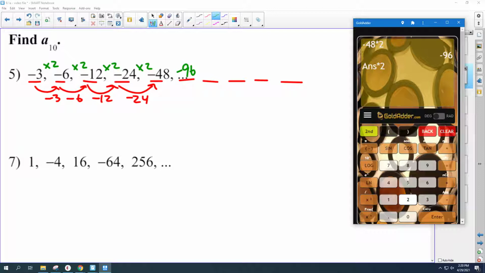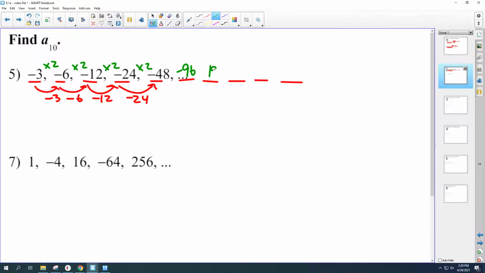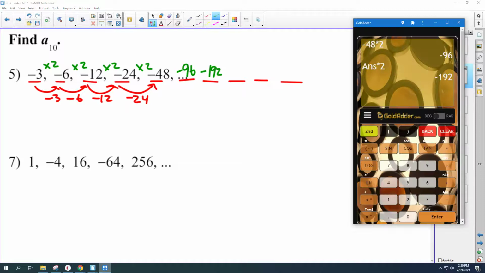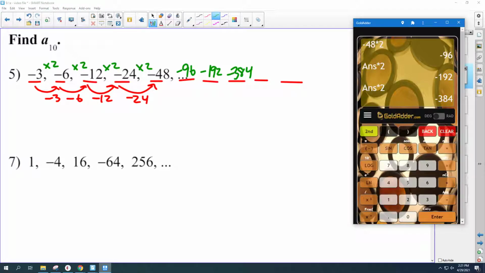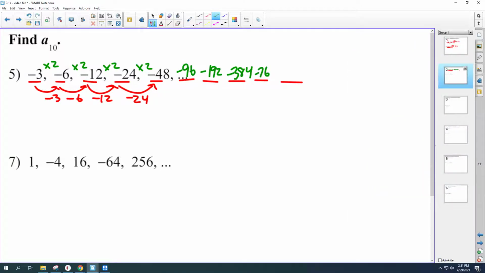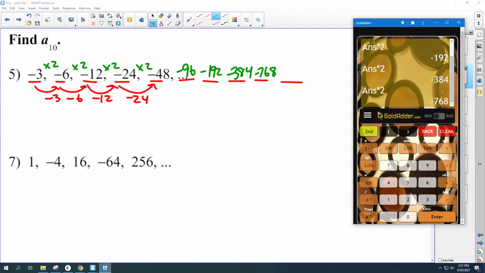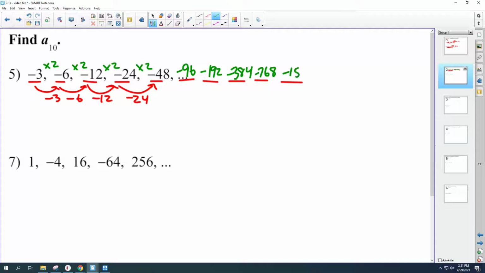Times 2 is negative 192. Times 2, times 2, times 2, negative 1536. That's your answer right there. The 10th term, that's what this means. The 10th term in this sequence is negative 1536.